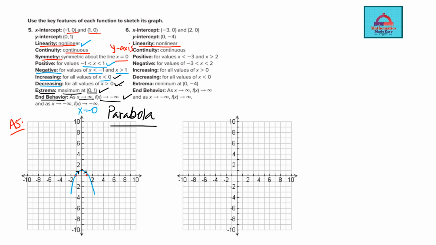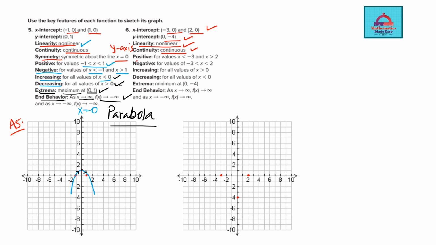Let's now do question 6 also. So here the graph is going to have the 3 points as the intercepts. Let's mark them first. So minus 3 comma 0 is going to be here on the x-axis. 2 comma 0 is going to be here. 0 comma minus 4 is going to be here. So first we mark the points. We are done. We know it's non-linear, so it's going to be a curve which is going to be continuous.